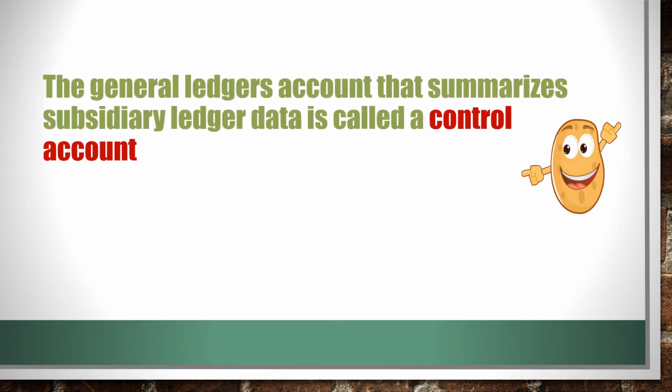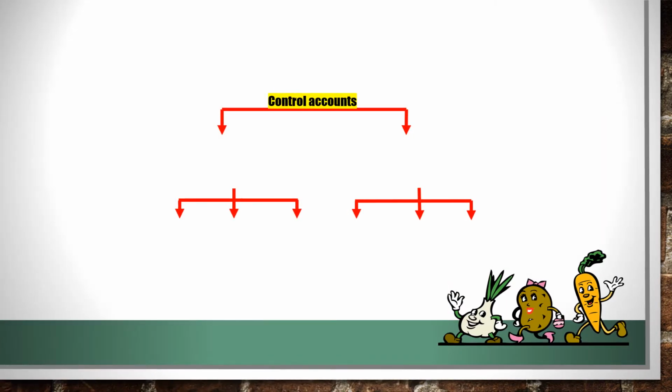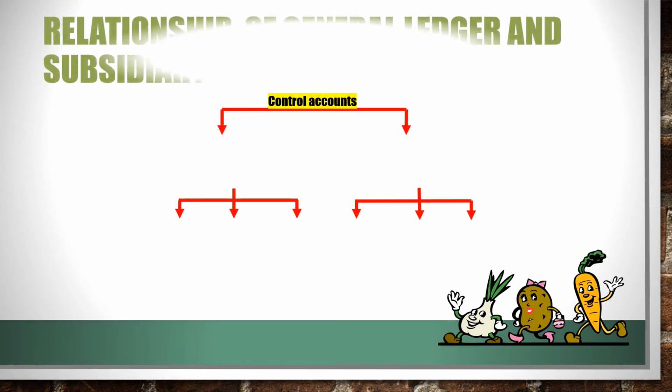The general ledger's account that summarizes subsidiary ledger data is called the control account. At the end of an accounting period, the balance of every control account in the general ledger becomes equal to the balances of individual accounts in the related subsidiary ledger. Relationship of general ledger and subsidiary ledgers.